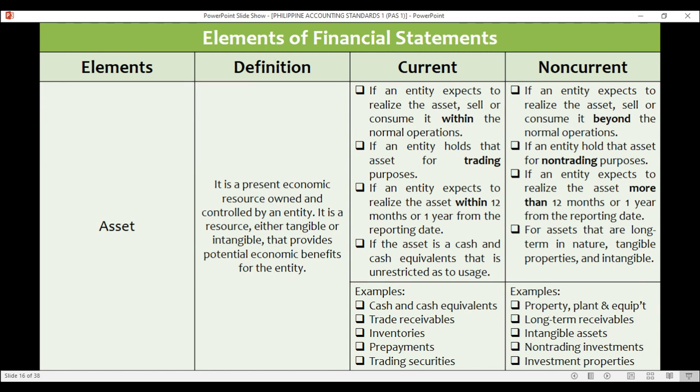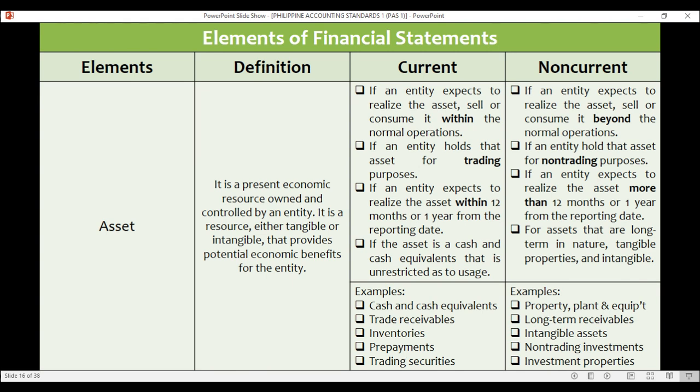So, to discuss, we have first assets. The definition of an asset: it is a present economic resource owned and controlled by an entity. It is a resource, either tangible or intangible, meaning whether it has physical substance or not, as long as it is a present economic resource controlled by the entity, it should provide potential economic benefits for that entity. According to PAS 1, an asset is considered current if an entity expects to realize the asset, sell the asset, or consume it within the normal operation. Unless it's beyond the normal operation, then it's non-current.